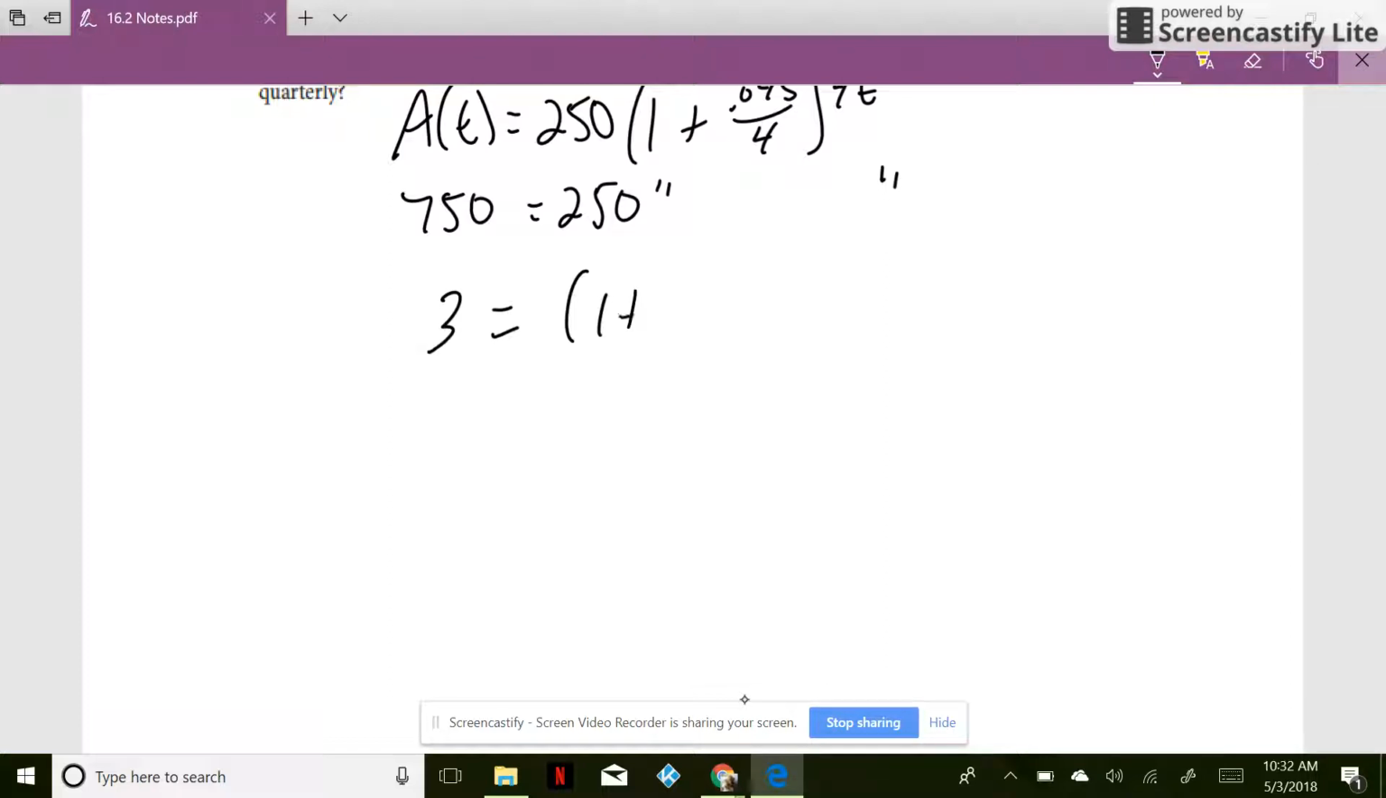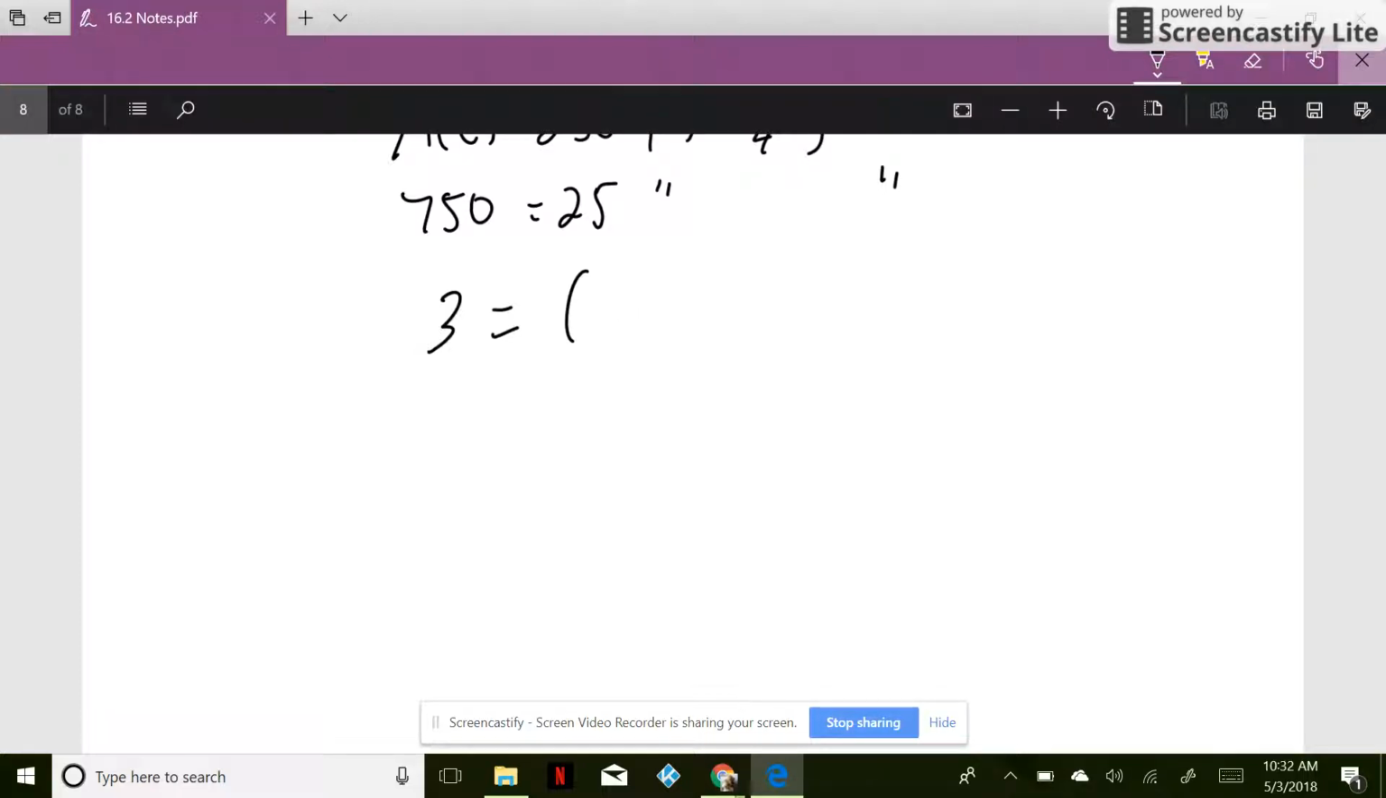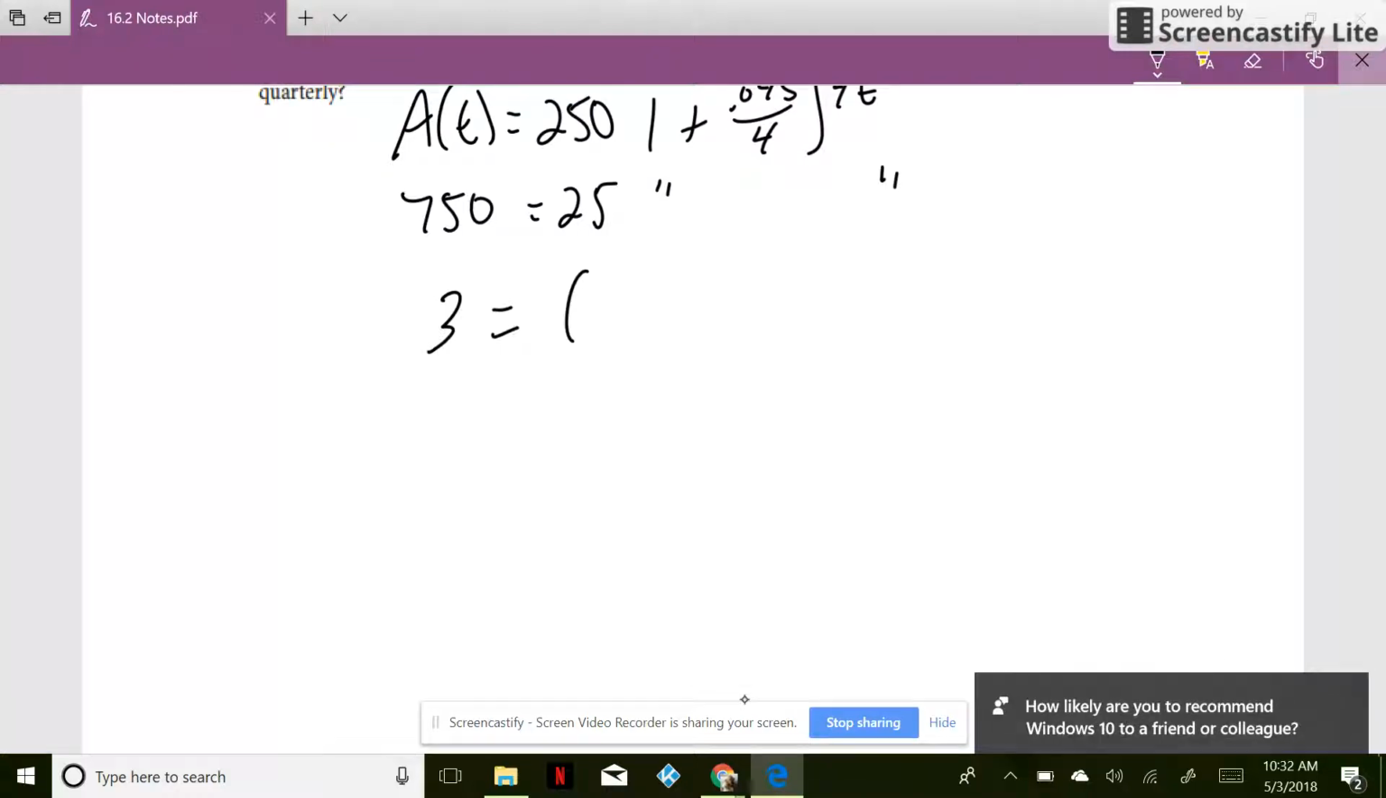Is that 1 plus? Oh, we can rewrite this with that. Oh boy, it undid a lot of stuff. Sorry about that. Not very likely right now. Sorry. Where was I? Oh yeah.